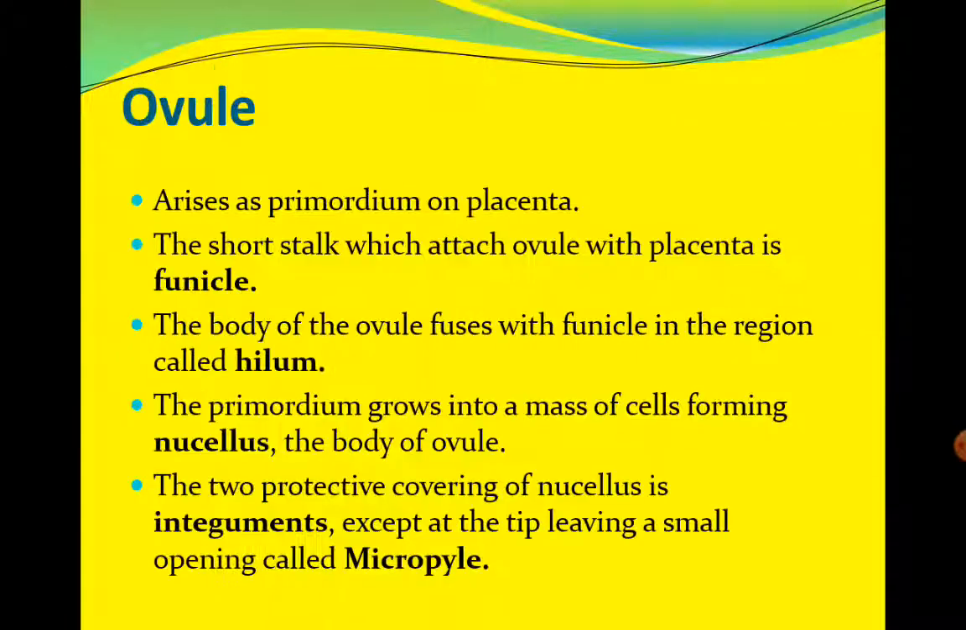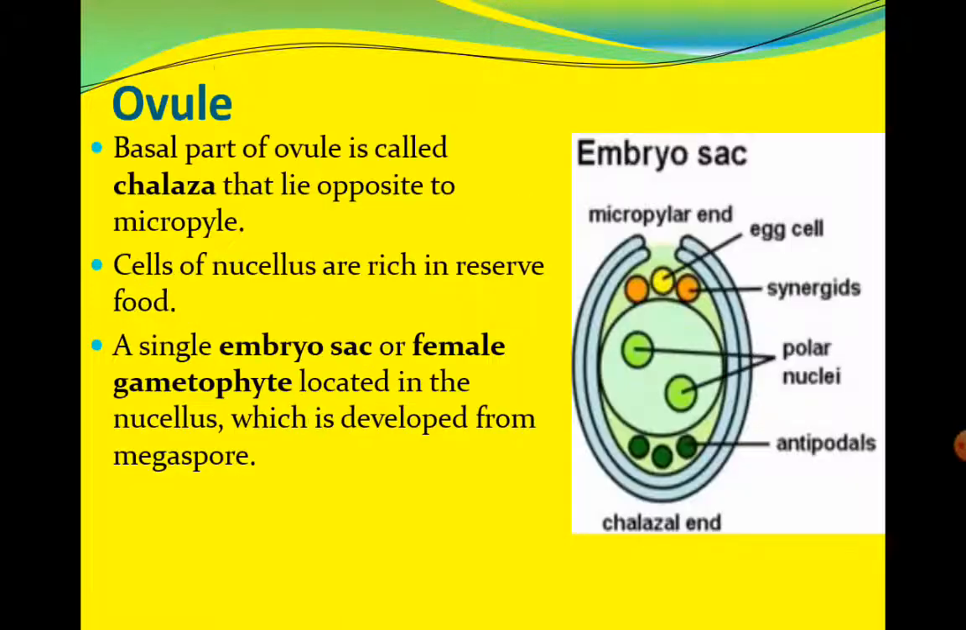Then the primordium grows into a mass of cells forming the nucellus. That is the body of the ovule, which is formed of nucellus. Two protective coverings are available outside the nucellus, called the inner integument and the outer integument. The integuments do not cover one portion, the tip of that body, and that is called micropyle. The basal portion of the ovule is called the chalaza, which lies opposite to the micropyle. You can see in this diagram the micropyle and the chalazal end.